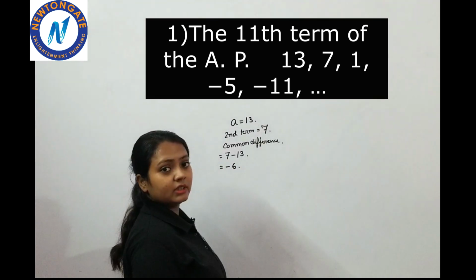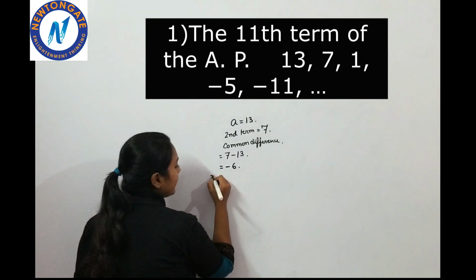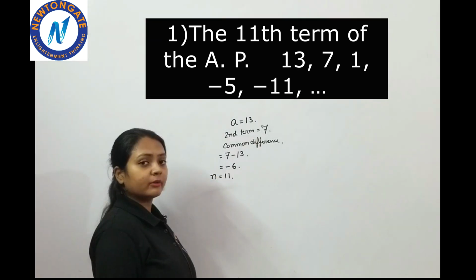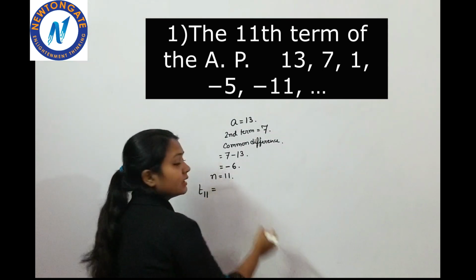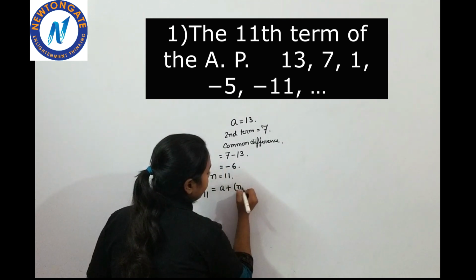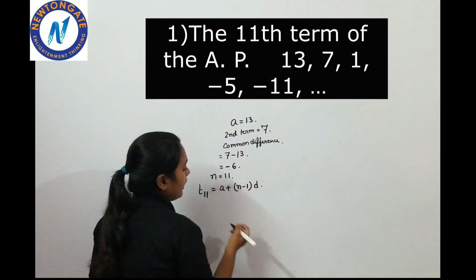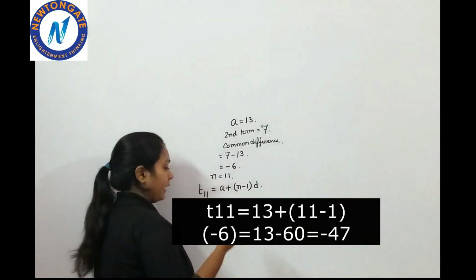Then we calculate the 11th term of that AP. That means here n equals to 11. We calculate T11. T11 means A plus n minus 1 into D. And now we put the value of n, A and D.